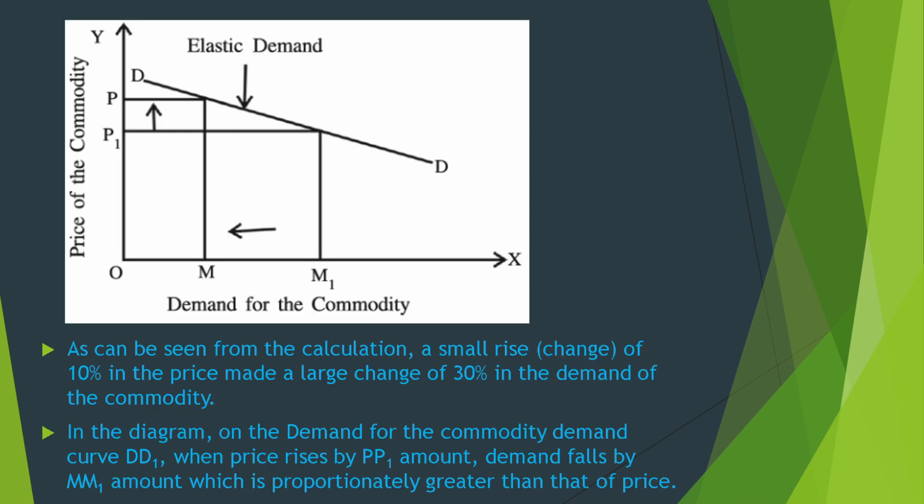As can be seen from the calculation, a small change of 10% in the price made a large change of 30% in the demand for the commodity. In the diagram of the demand curve DD1, when price rises by PP1 amount, demand falls by MM1 amount, which is proportionately greater than that of price.